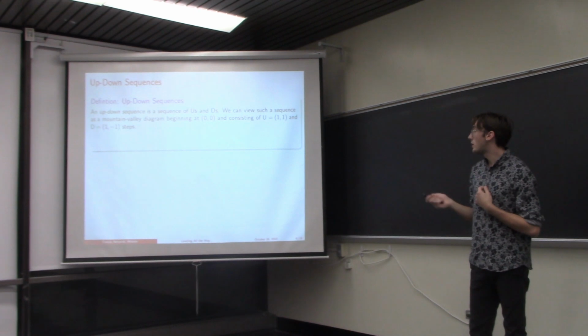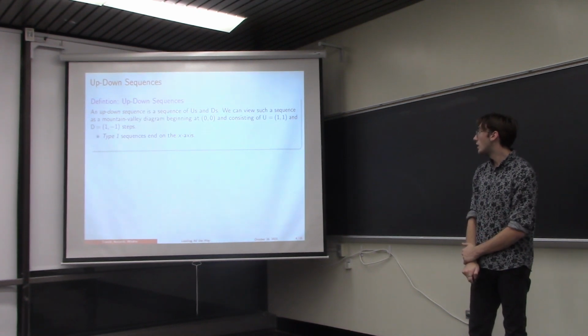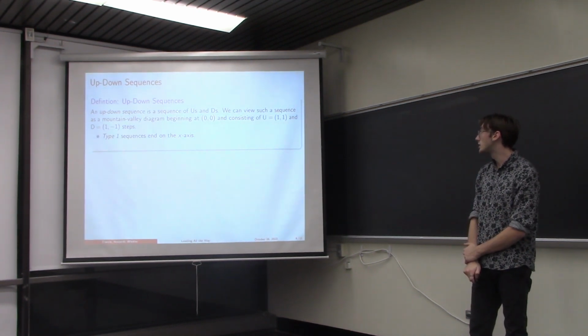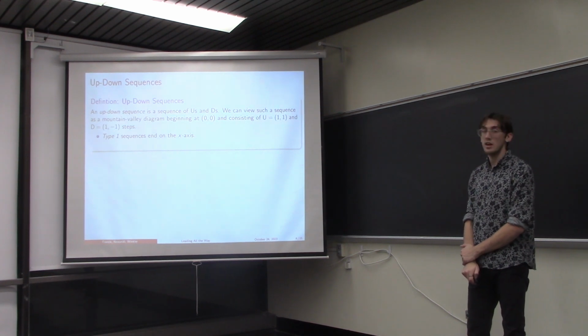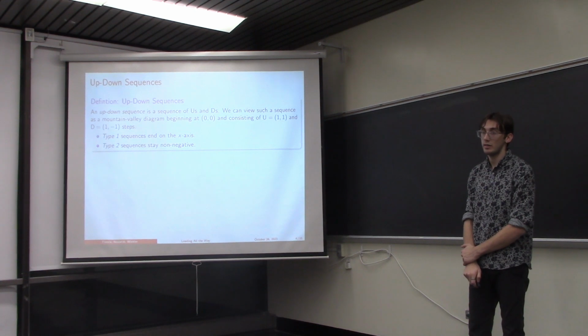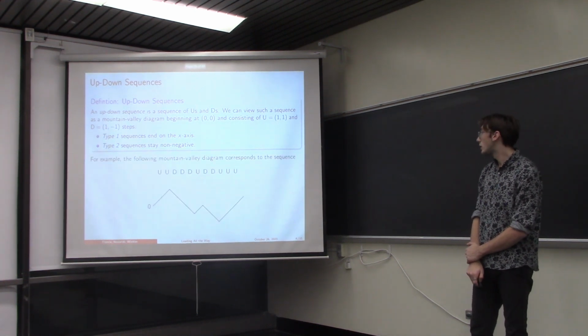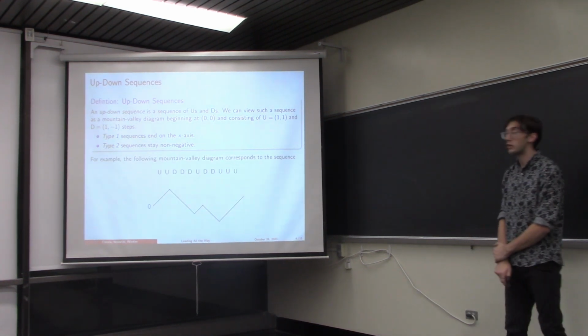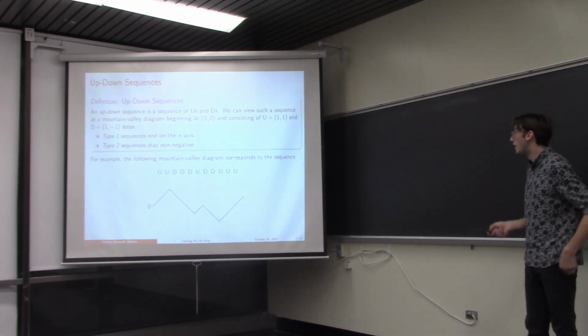And there are two types of up-down sequences that we're going to use. So type 1 sequences end on the x-axis, and type 2 sequences stay non-negative. So here's an example of neither type of this sequence.